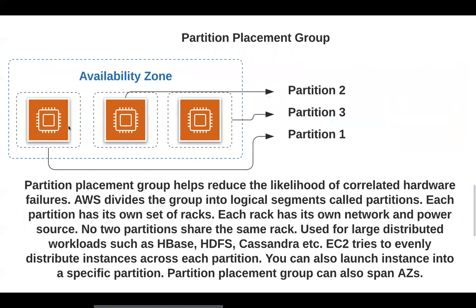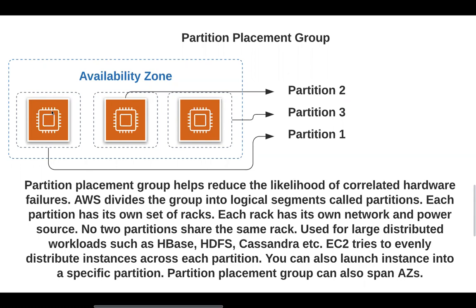With the partition placement group, it's pretty similar, right? This can also span across multiple availability zones. So you call this one partition, this the other partition, and this the other partition. Within each partition, you can have a set of EC2 instances, a logical grouping. The only reason you would do something like this is that it reduces the likelihood of correlated hardware failures. You generally divide this into logical segments called partitions, and each partition has its own set of racks.